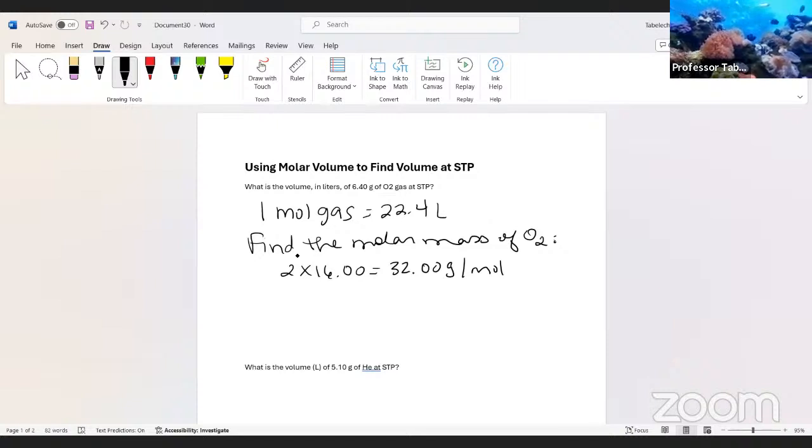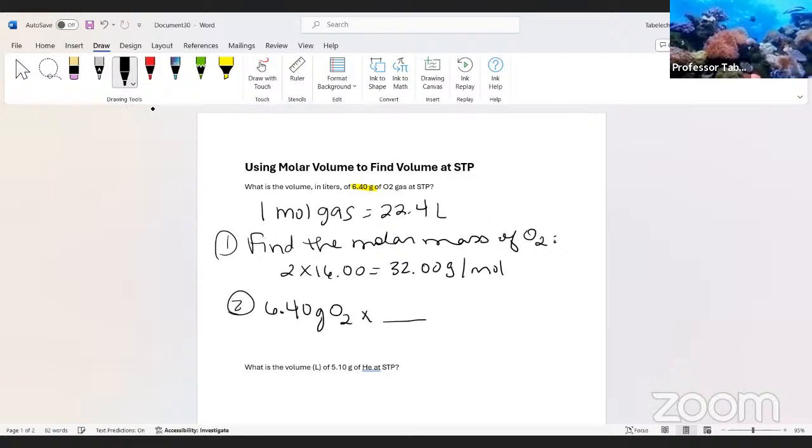What you'll need to do after we found the molar mass of oxygen, which is 32.00 grams per mole, is take that 6.40 grams and convert it to a mole. So in step number 2, we're going to take that 6.40 grams of oxygen and convert that to a mole. So 1 mole of O2 equals 32.00 grams of O2. Of course, we're going to cancel out the grams because we don't need that. We were looking for the moles.